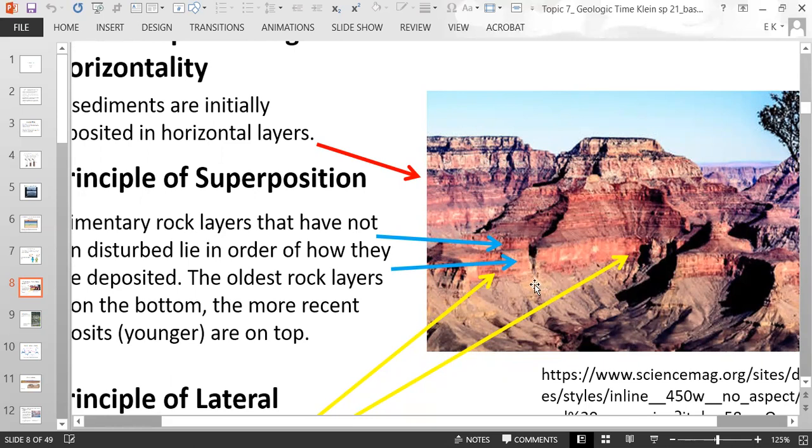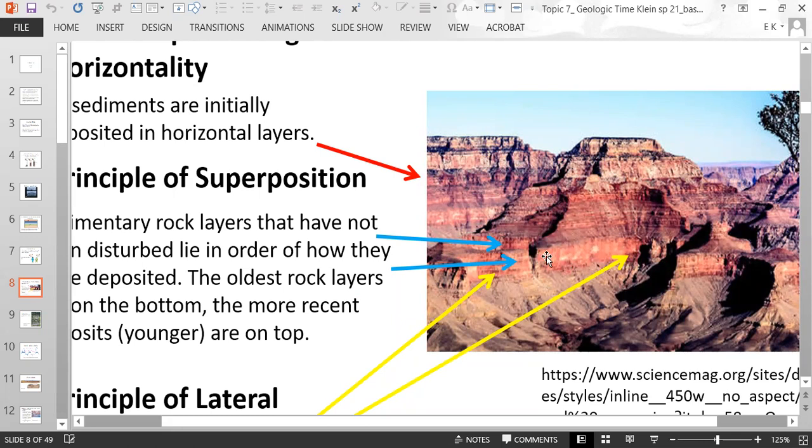Now this gets important as a principle later on, we'll see. But let's say you had some sort of large canyon here with all these rocks in the middle missing from erosion. And then you see this rock layer and this rock layer. You could still assume that they're the same age, even if you don't see that it's a continuous line.